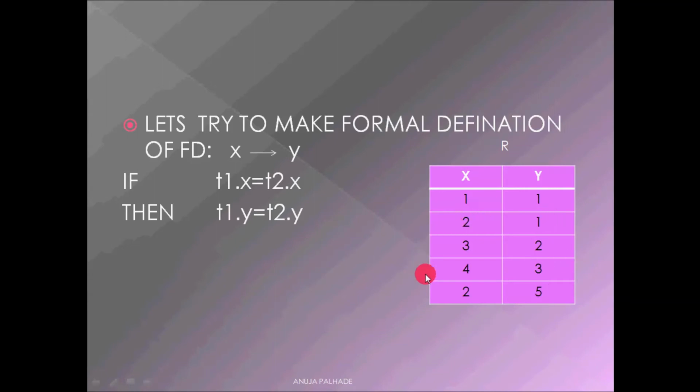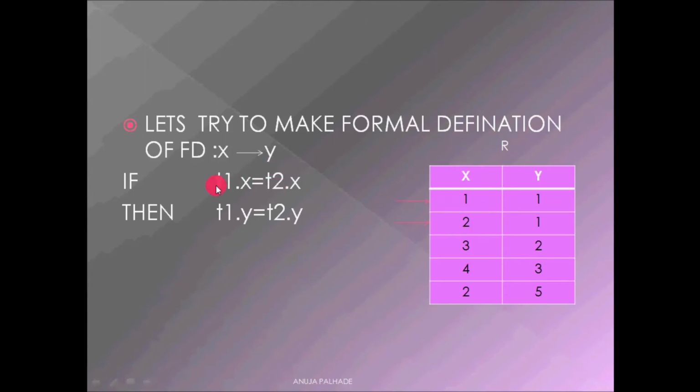If you find such a matching case in X, if I am saying X determines Y, in that case t1 of Y is equal to t2 of Y. Rather, I am saying it must be equal. So, this is the formal definition of functional dependency.